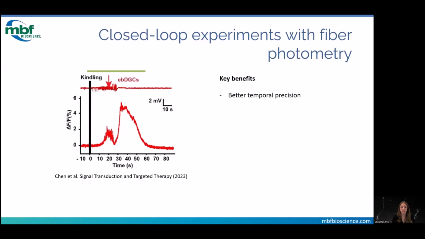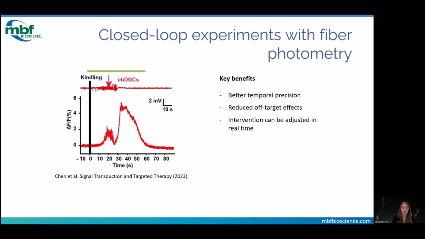First, that you get much better temporal precision. And this is something that comes up quite a lot in fiber photometry because every signal is going to look different and every mouse is going to look different. And so if you're doing things based on the signal within that exact mouse in that exact moment, you get a lot more precision in your manipulation. And as a result of this, you can reduce the off-target effects of your manipulation.